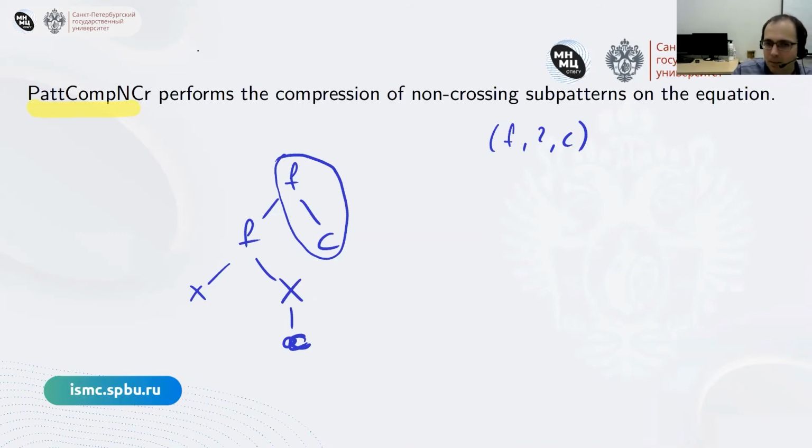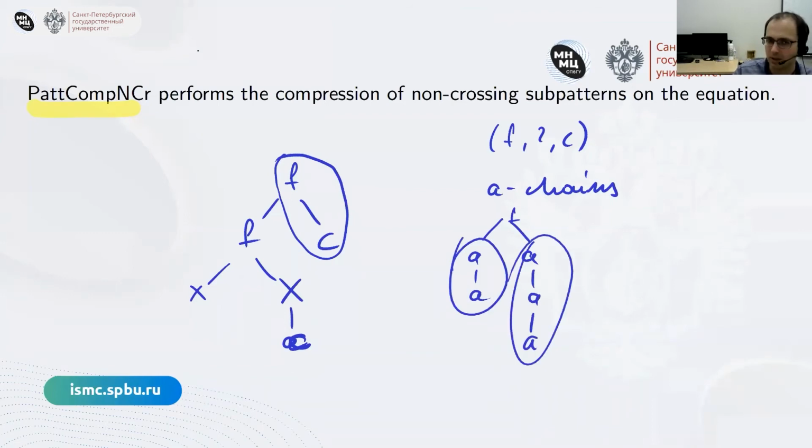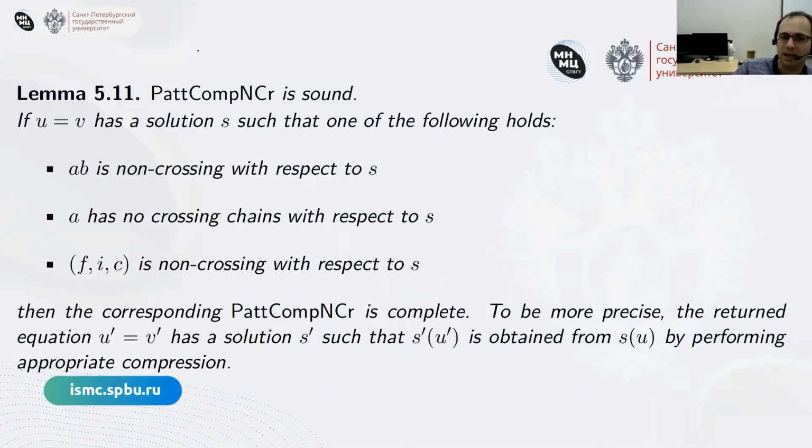But remember that for A chains, we replace all occurrences of all subpatterns in parallel. So if there is F on A and here it is A, then both of those are replaced in the same run of the subpattern compression. And for FIC we replace for a fixed child number and fixed variable. Okay, and this procedure is sound. This is easy because it just replaces some subpatterns by different letters, and we know already that this is sound. And moreover, if what it compresses is non-crossing, then it's also complete.